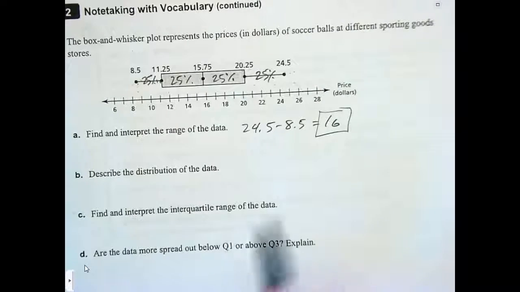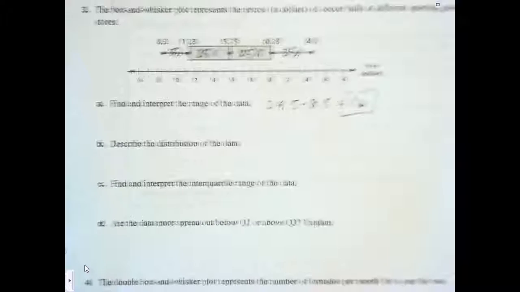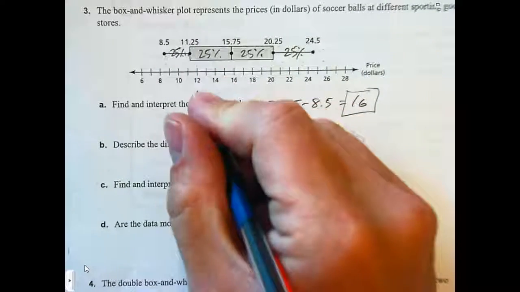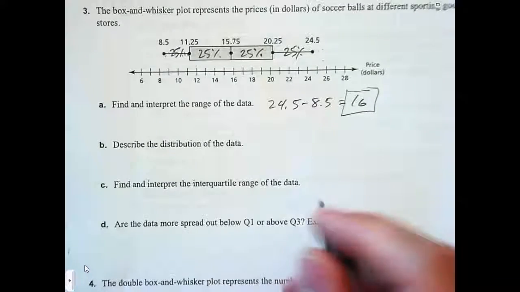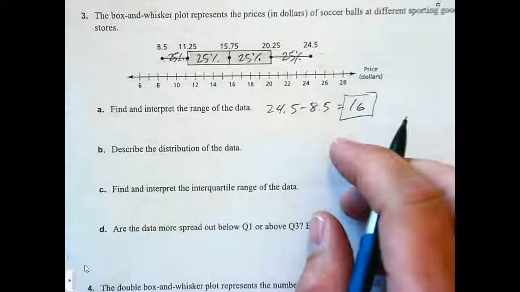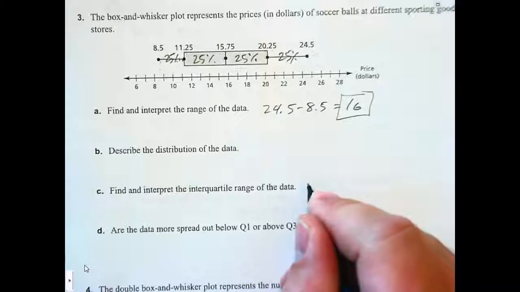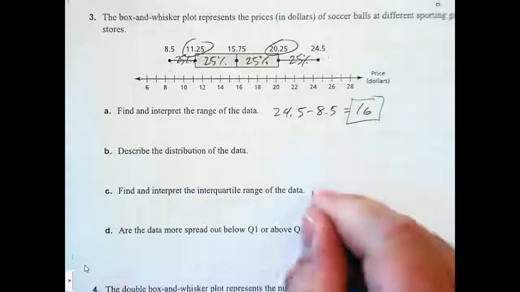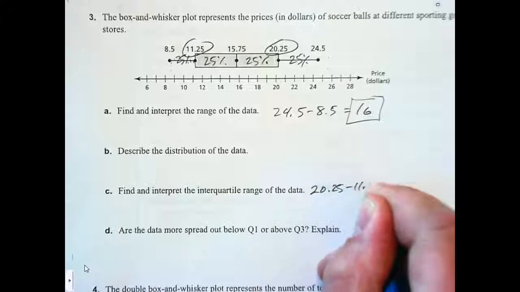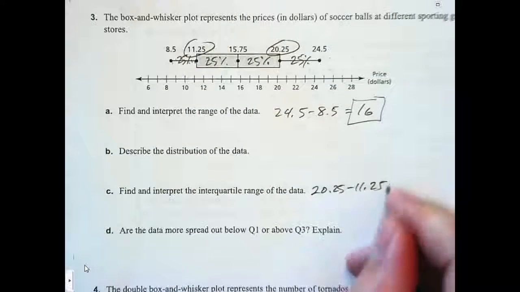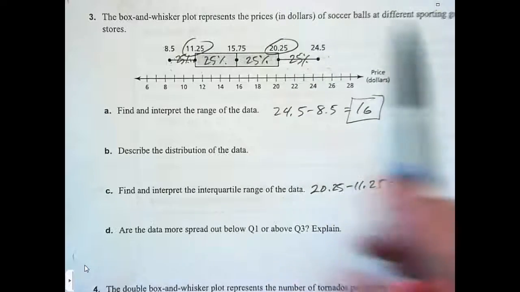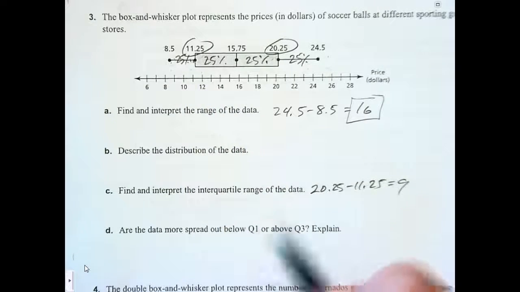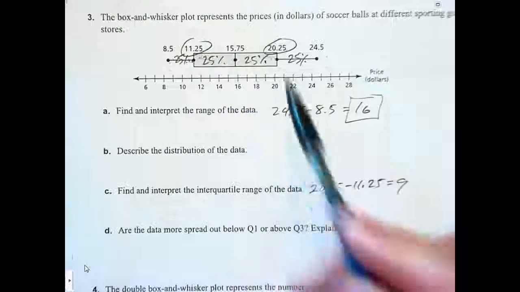Find and interpret the interquartile range. Tell your neighbor what you got, please. Okay, what'd you guys get? 9. I hear 9. How do we get 9? 20.25 minus 11.25. Good. Interquartile range, remember, is the box there, so that is equal to 9. The middle half of the prices vary by no more than $9 there. So in the middle, we have a $9 range.